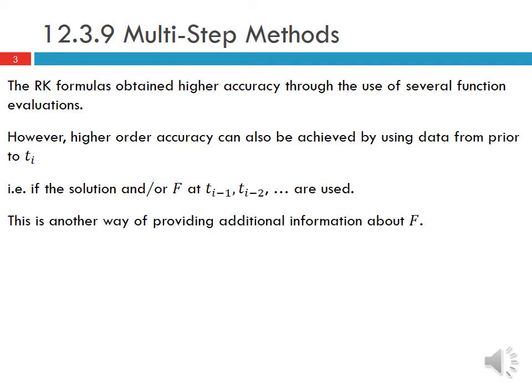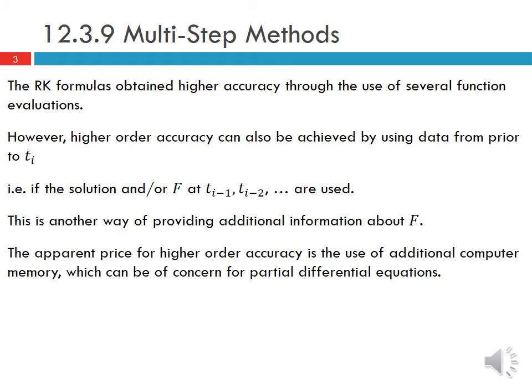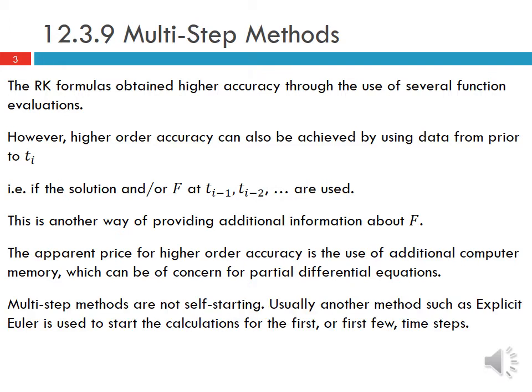So this is another way of providing additional information about f. And the apparent price for higher order accuracy is the use of additional computer memory, which can be of concern for partial differential equations. It's important to note that multi-step methods are not self-starting, so usually another method such as explicit Euler is used to start the calculations for the first or first few time steps.